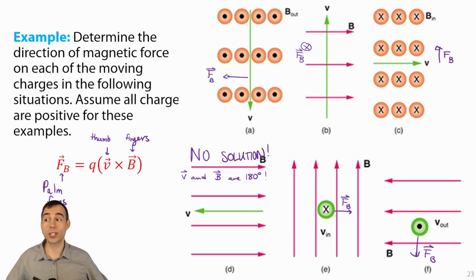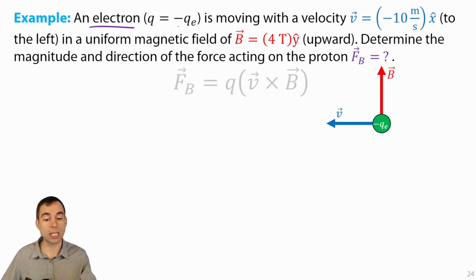So there's our solutions for the right-hand rule. Hopefully you're getting it. Here we have an electron. That means the charge is going to be negative in this equation, and it's moving with a velocity of negative 10 meters per second. That's to the left in the negative x hat direction in an external magnetic field of 4 Teslas pointing upward. So we've drawn our diagram here.